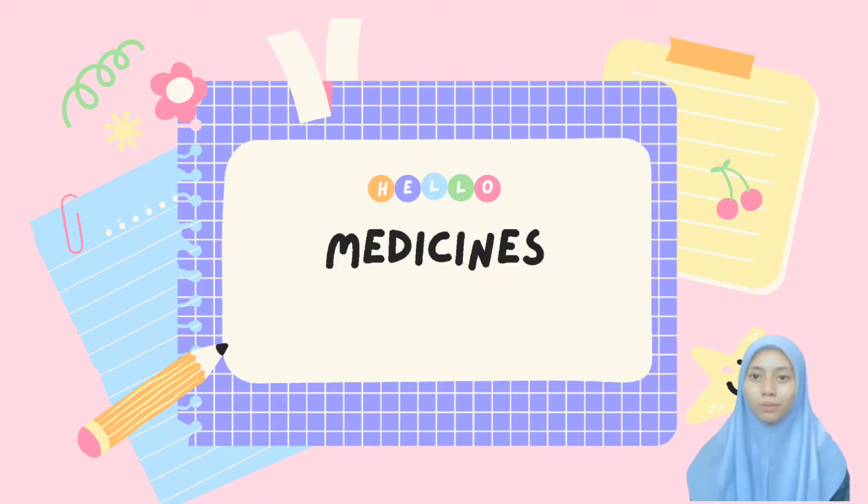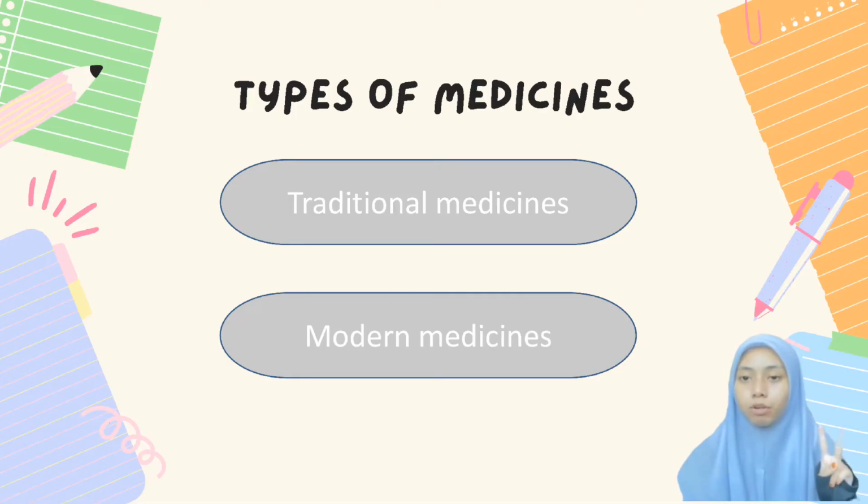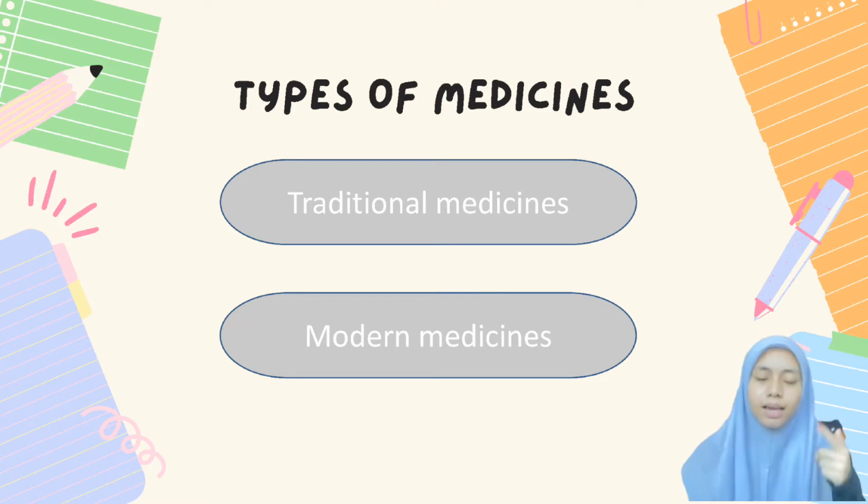Today, I want to present to all of you about medicines. Everyone knows that medicines are used to help prevent disease, but medicines also can be harmful to others. There are two types of medicines. The first one is traditional medicines and the second one is modern medicines. I am very sure there are some people that only know about modern medicines.